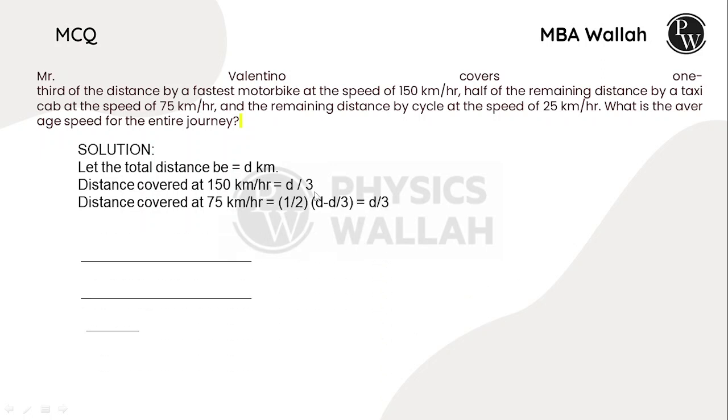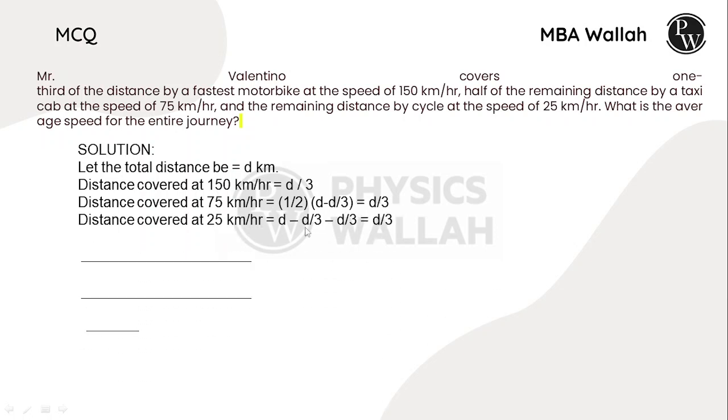Now distance covered at 75 km per hour. As per the given question, half of the remaining distance by a taxi cab at the speed of 75 km per hour Mr. Valentino is covering. So half of the remaining distance. Now D by 3 is already being covered, so the remaining distance is D minus D by 3, and half of the remaining distance. So half into D minus D by 3 is equal to D by 3 only. So distance covered at 75 km per hour is equal to D by 3.